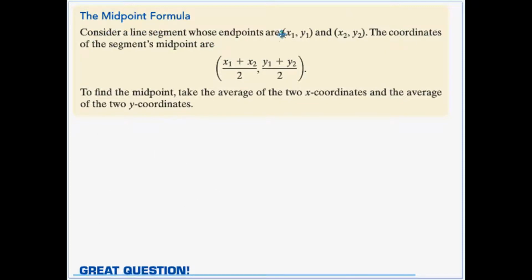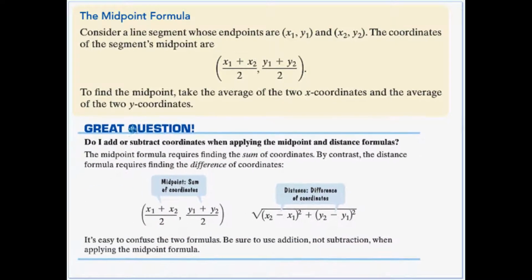Consider a line segment with these endpoints, x1, y1, x2, y2. The coordinates of the midpoint of that segment is, we add the x's, divide by 2, comma, add the y's, divide by 2. We're finding the average here. The average of the endpoints will be the midpoint, so adding the x's and dividing by 2 just makes perfect sense.